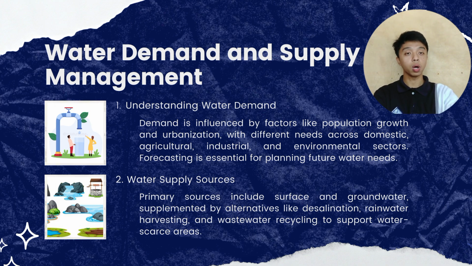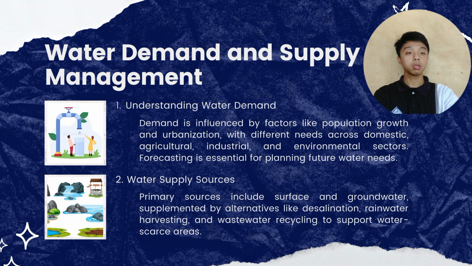Second is water supply sources. The main water sources are rivers, lakes, and underground reserves. But we also use desalination, rain collection, and recycling. These alternative sources are important for areas with limited water.